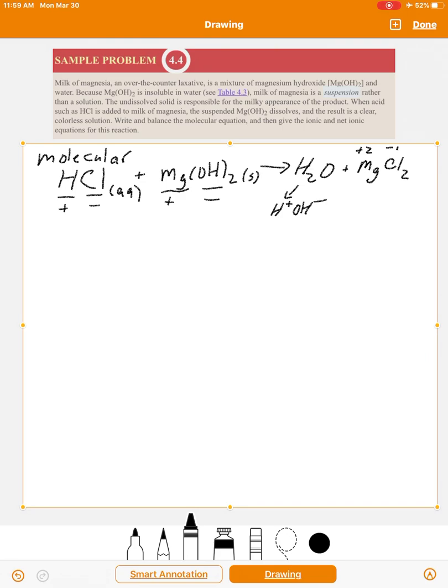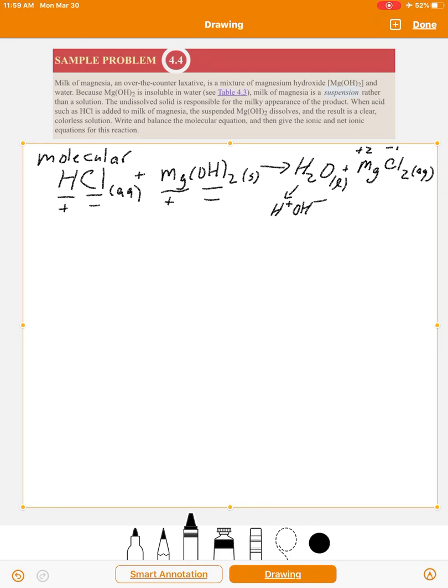Then you do states of matter. This reaction is occurring in water, so water is liquid, not aqueous. And then the question is, does magnesium chloride dissolve in water? If you go back to the solubility guidelines, chlorides dissolve in water unless they're with silver, mercury, or lead. Magnesium is not one of those, so this is aqueous. Okay? So there you go.